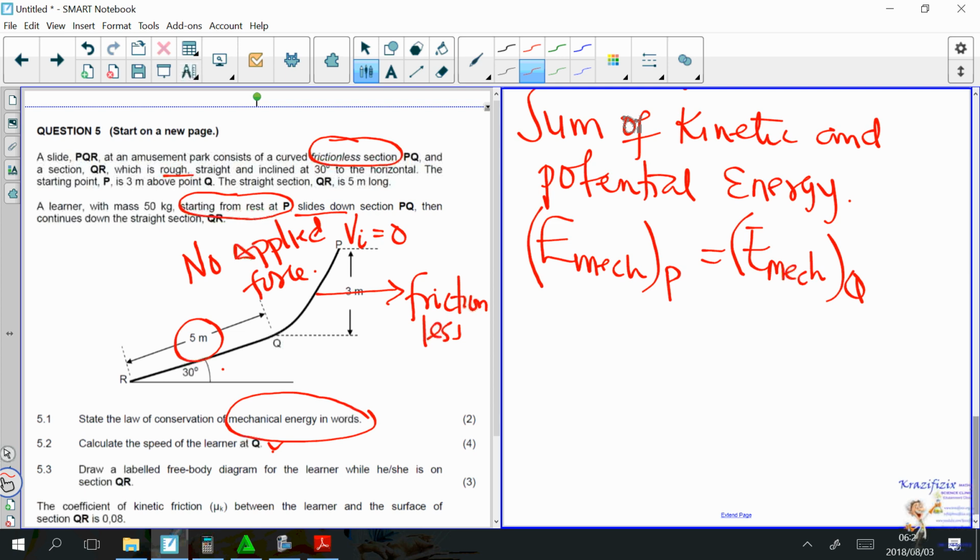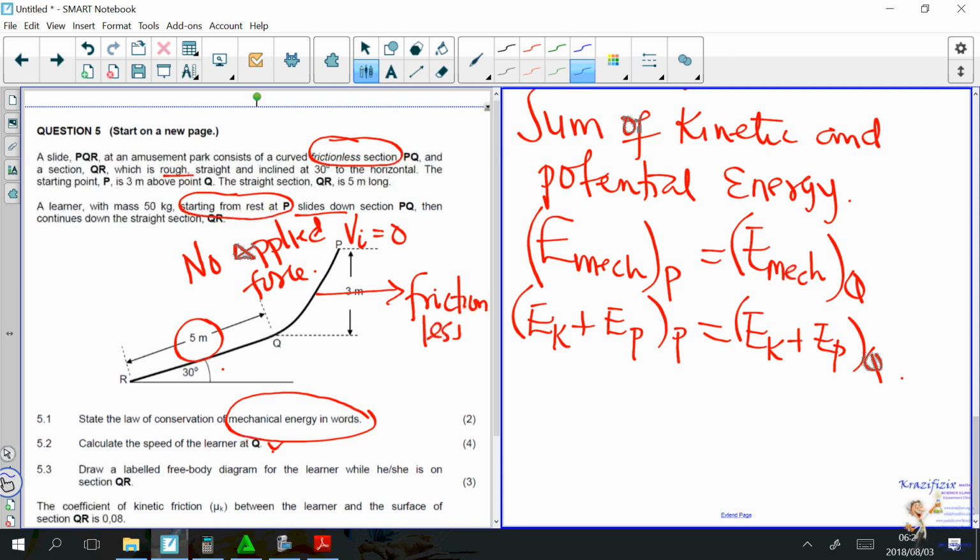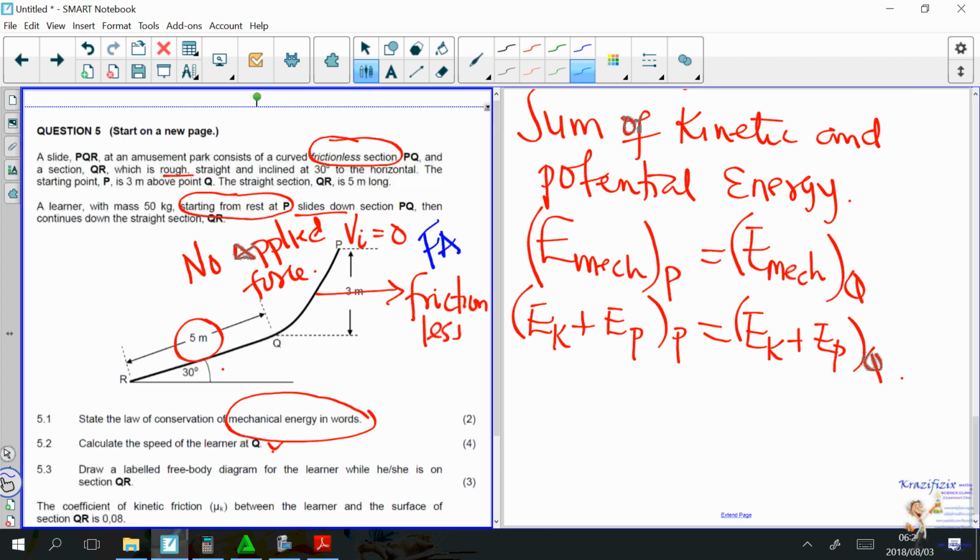Now, what is my E mech? It is EK plus EP all at point P. Now, I can only use this effectively in my isolated what? System. Remember now, here there is no friction, which means it is a conservative what? System. All right. Calculate the speed.